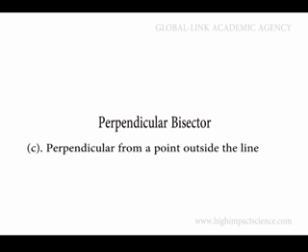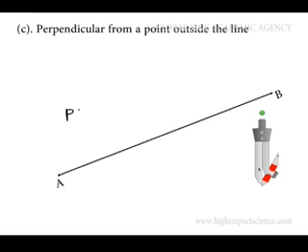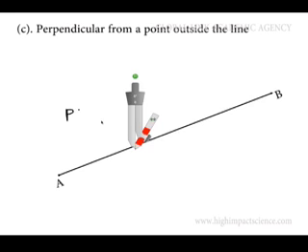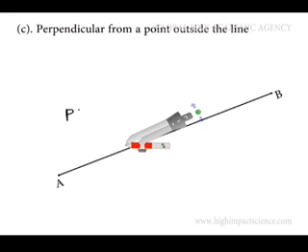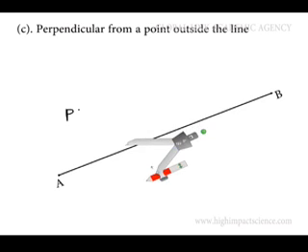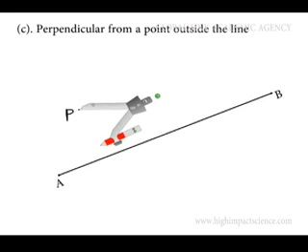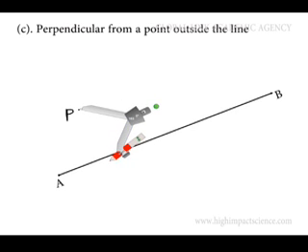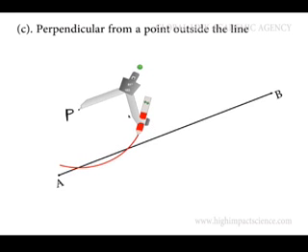Next is a perpendicular from a given point outside the line. In this case, we say we are dropping a perpendicular to a given line from a given point above or below the line. So there is the line. We want to construct a perpendicular to that line, but importantly, it has to pass through point P. So place the compass at point P. Open it sufficiently and mark an arc that cuts the line at 2 points.